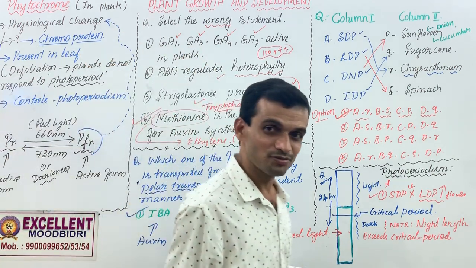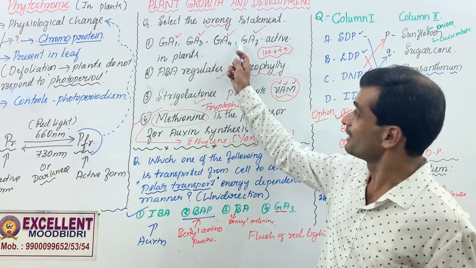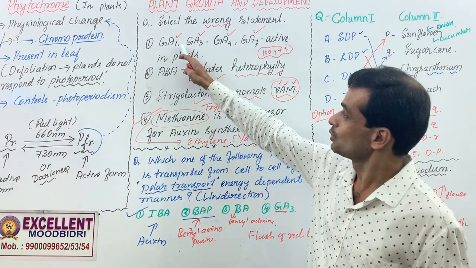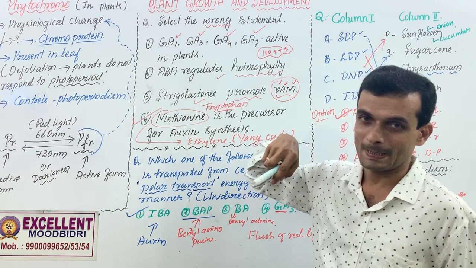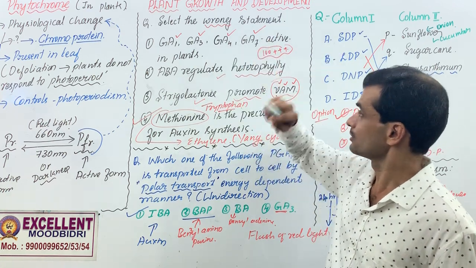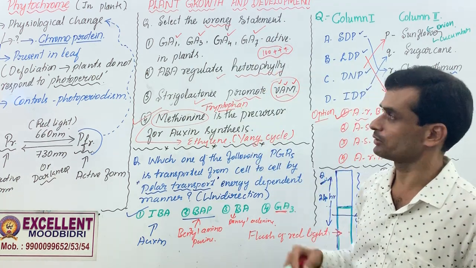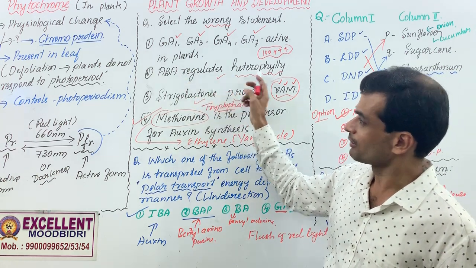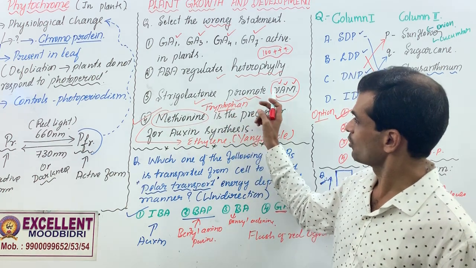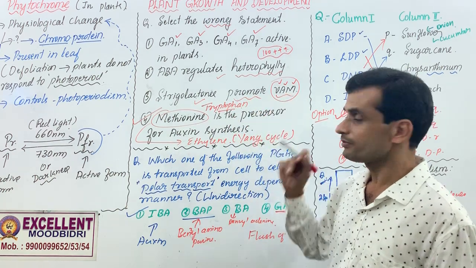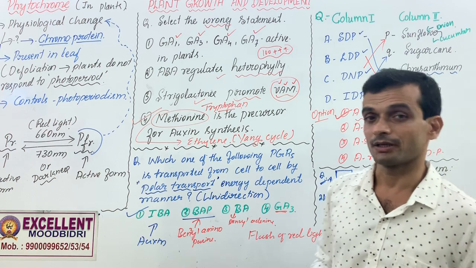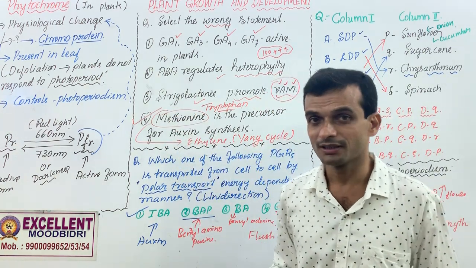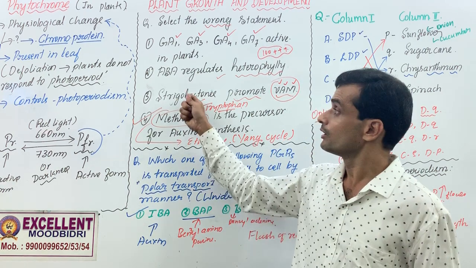Natural forms of gibberellin in the plant body: 2 is not there, 5 is not there, and others are synthetic forms, not naturally active in the plant body. ABA regulates heterophily. Strigolactones promote growth of vesicular arbuscular mycorrhiza. And I have mentioned a few more things about strigolactones. I hope you have written that. If you have not written, write it.